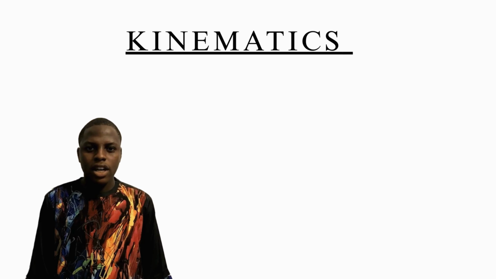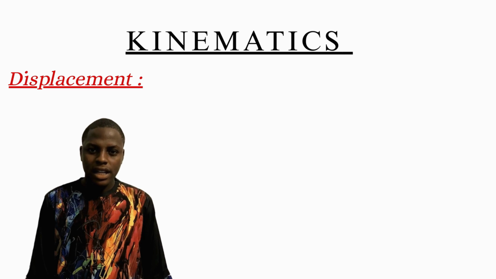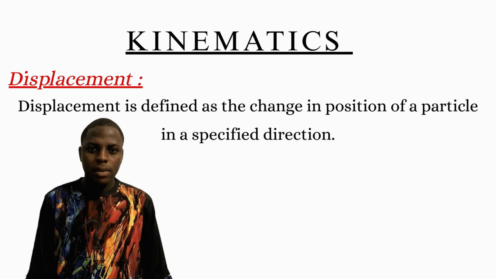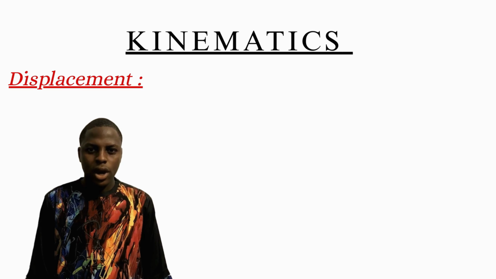Let's consider the first parameter: displacement. Displacement is defined as the change in position of a particle in a specified direction. This means displacement tells us how far an object has moved from its initial position to its final position, taking direction into account. Let's consider a simple situation.